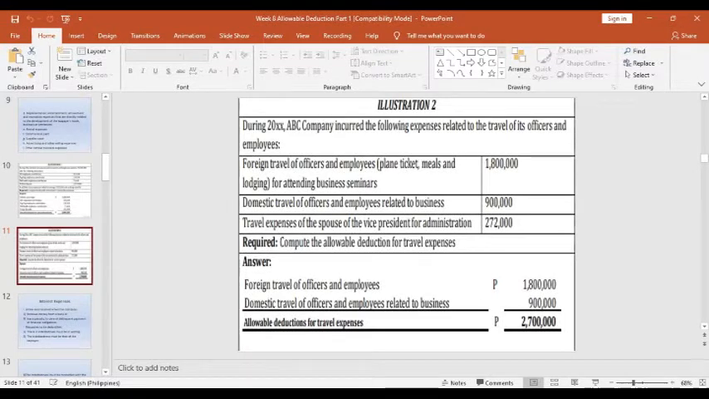Why? Because the travel expense of the spouse of the vice president for administration is not for business purpose. It may be a fringe benefit of the vice president that can be availed for her spouse. Okay, so this is not a business expense. Therefore, only the foreign travel expense of the officers and employees for business and the domestic travel of officers and employees related to business are inclusions as the itemized deduction. So the total allowable deductions for travel expenses is 2.7 million. Okay, so that is one of the itemized deductions to the gross taxable income, which is the business expense.